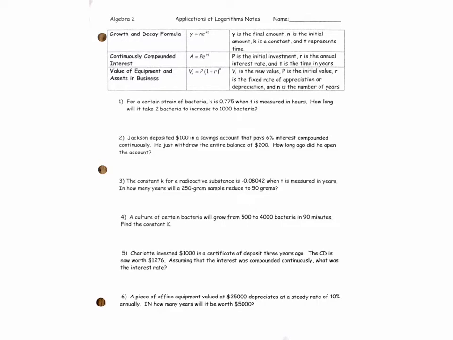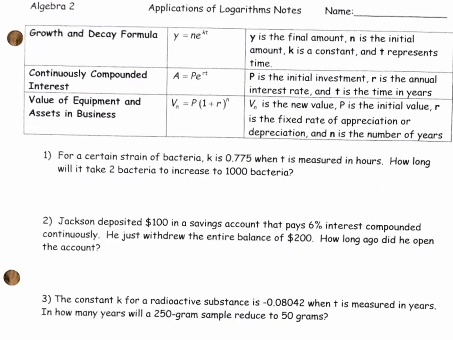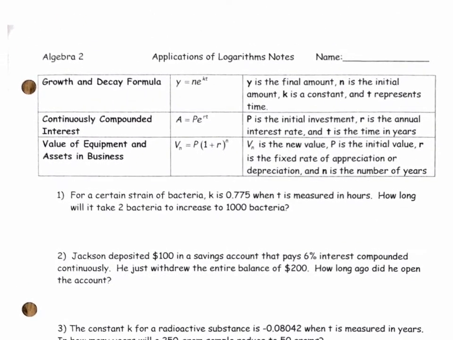Applications meaning story problems. So before we start, we got to learn about the actual formulas we're going to use. There are some other formulas that will be used in logarithm applications, but these are the three that we're going to concentrate on. The first one's called growth and decay, y equals ne to the kt. If you're in chemistry, you probably have seen this problem, or you definitely have talked about growth and decay.